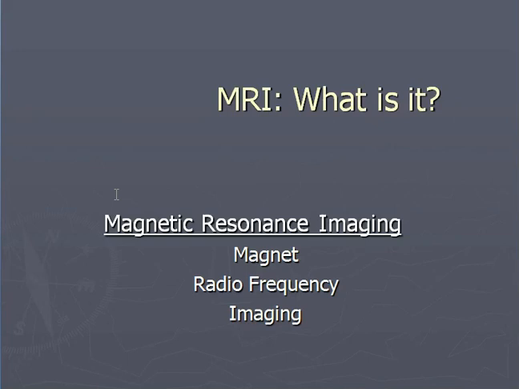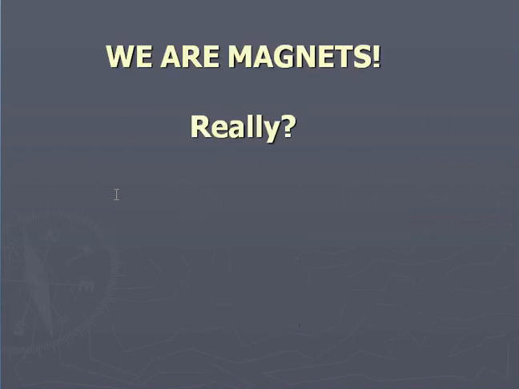Now, what is MRI? It comprises of three things, as the name suggests: magnetic resonance imaging, the magnet, the radio frequency, and the imaging or archiving of the study. Are we magnets, really?